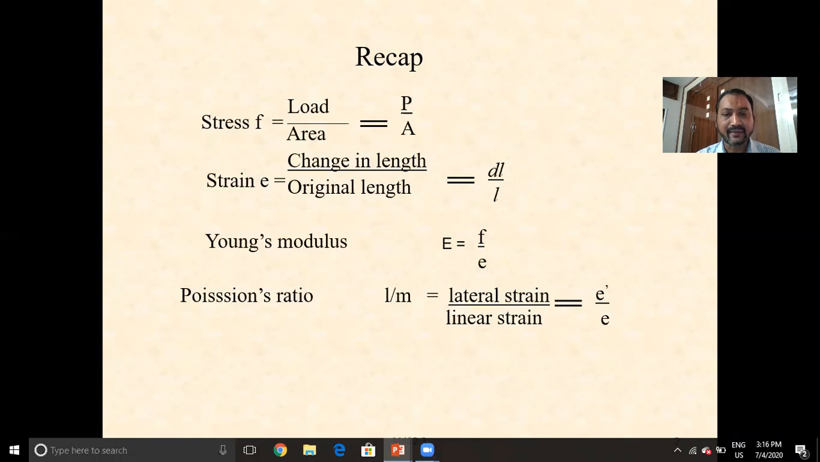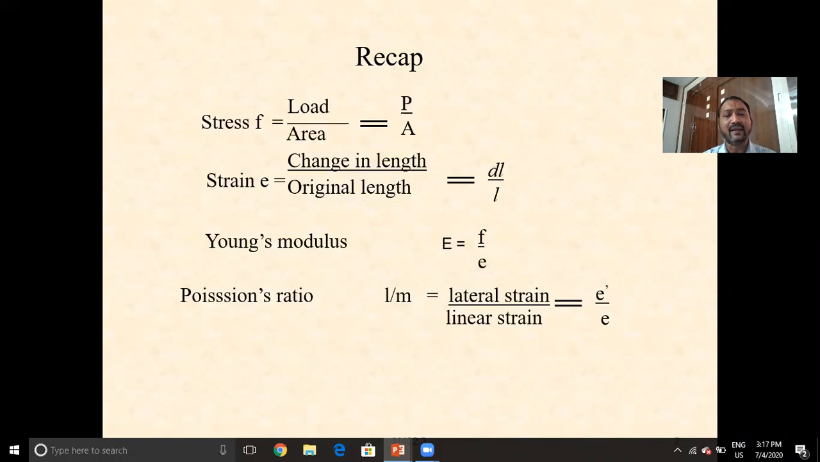When a body is subjected to tensile force, delta L is positive, and if the body is subjected to compressive forces, then the change in length will be negative. So the strain will be positive in case of tensile stresses, and the strain produced will be negative in case of compressive stresses.